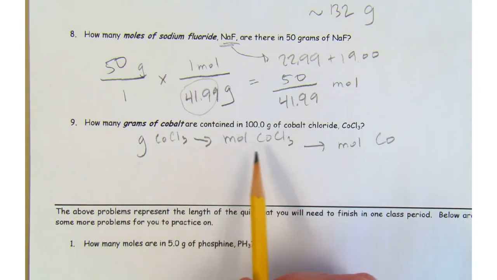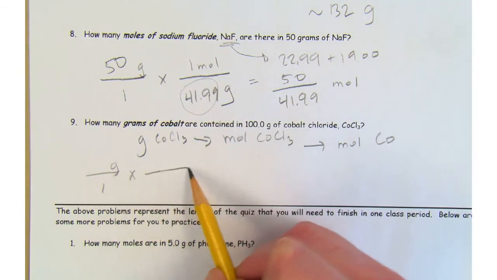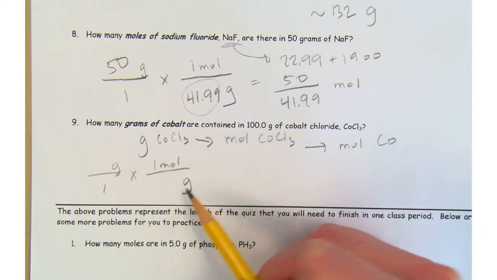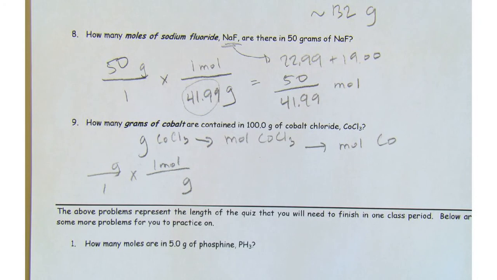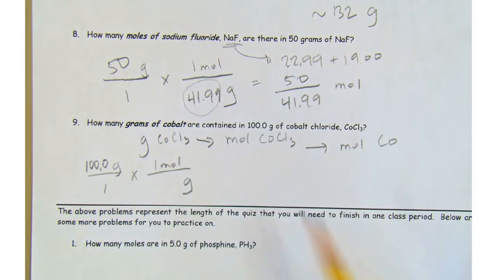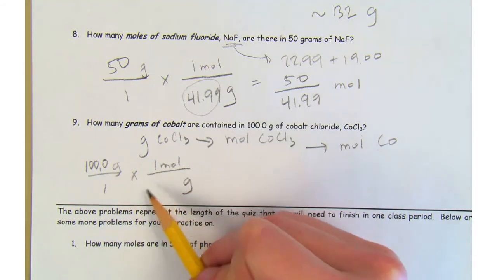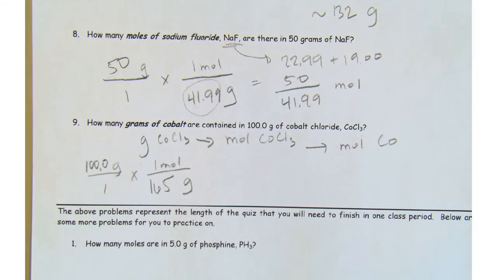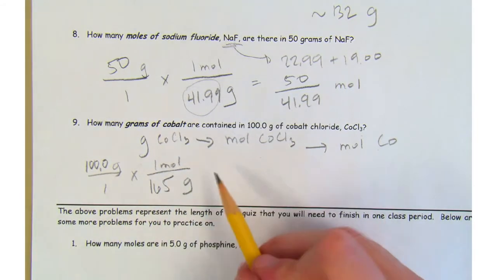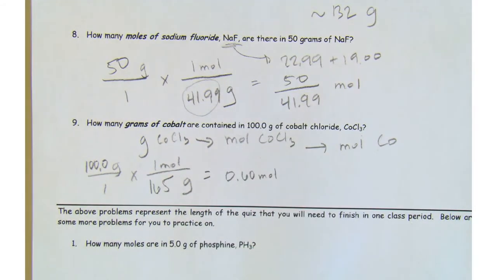The first step, here to here, is an orange problem. Okay? You start with the number given in the problem. All right? Here you look up the molar mass for cobalt chloride. So you would look up Co and then Cl times 3. And I think you get about 165. When you do this, your answer is about 0.60 mole. That's the first answer you get.